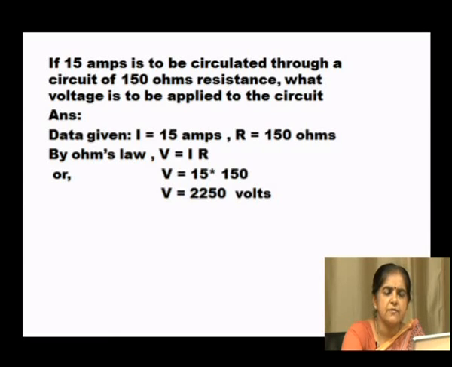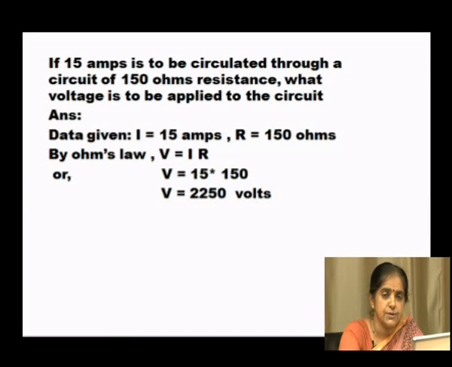So, the values of I and R are known, they are given in the problem. So, substitute those values of current as well as the resistance. V is equal to 15 into 150 ohms. So, the value of V will be equal to 2250 volts. So, this is how we can calculate the values of current, resistance as well as voltage by using Ohm's law. By using the same method, we can calculate any of the parameters in the given problem.